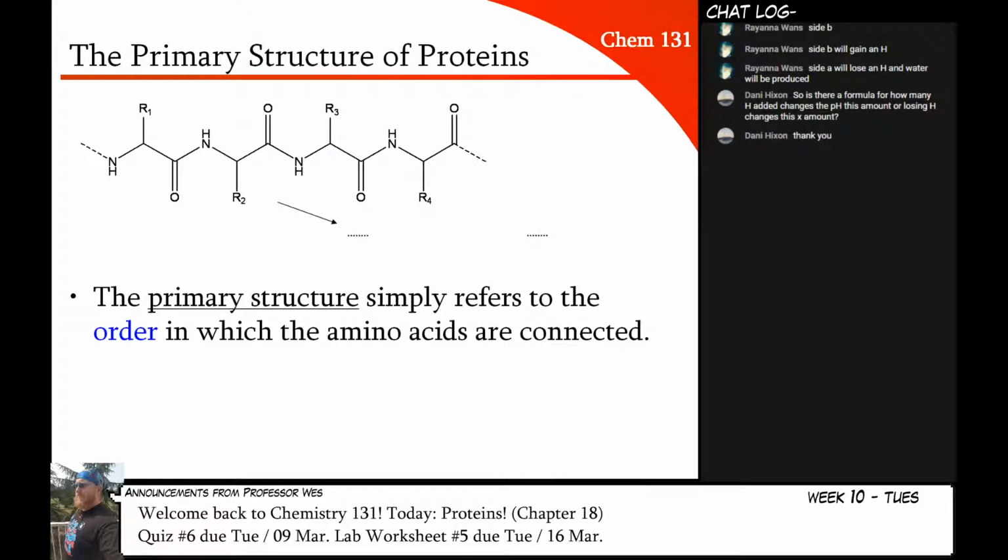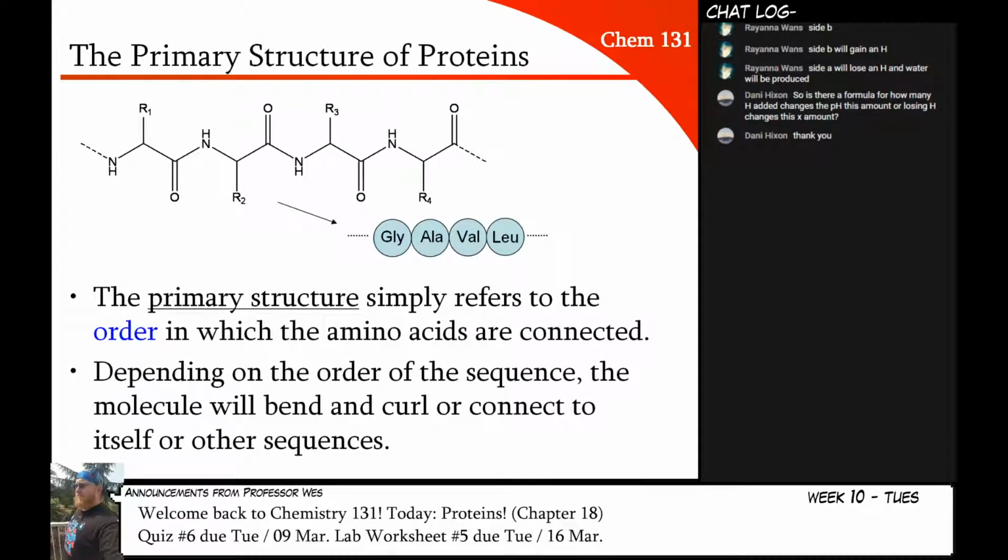So the primary structure of a protein is just whatever the order is for the proteins that I've chained together. So for example, this sequence that I wrote on here, glycine, alanine, valine, and leucine, has some particular function and some particular shape based on what those R groups are.